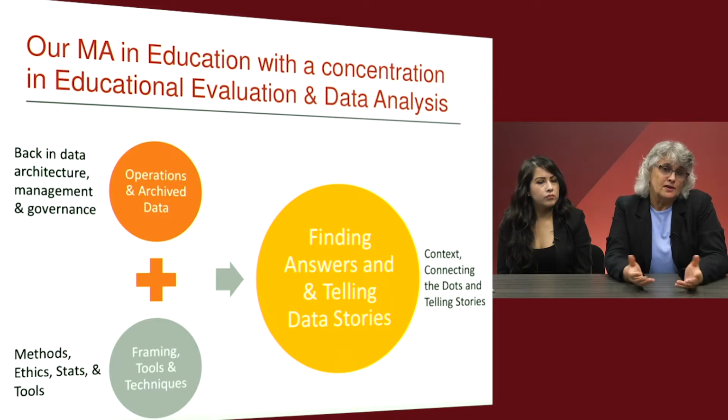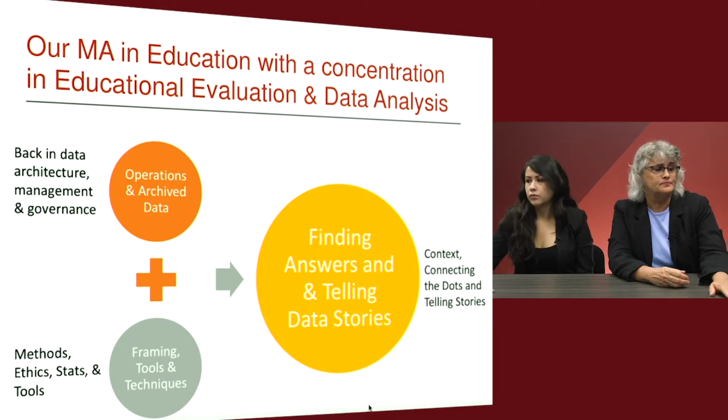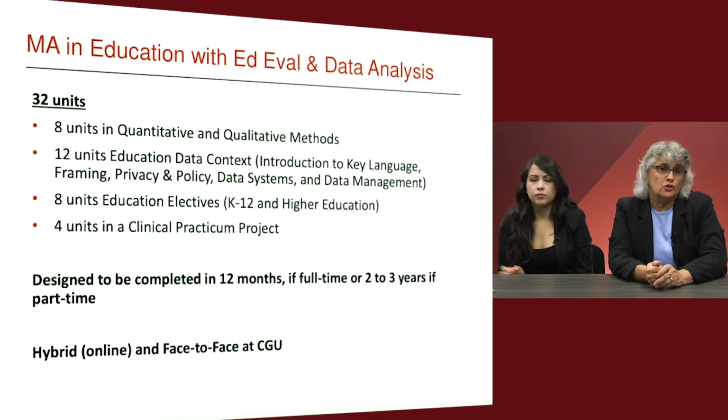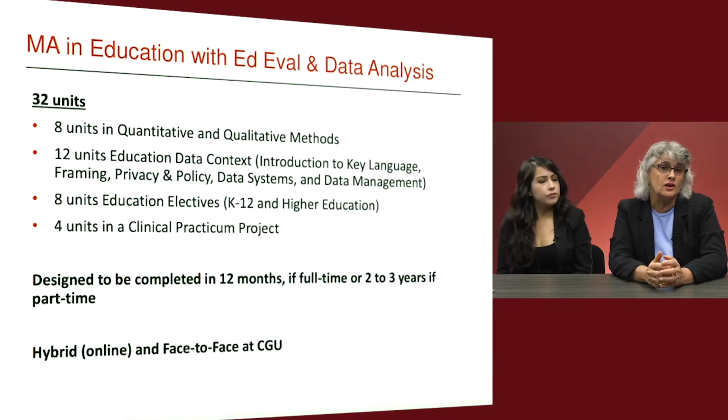So what I like to refer to this often is that they're connecting the dots between various different points, and trying to do that inside of the systems that they work in, the context that they find themselves in. The master's level is 32 units. It is 8 units of quantitative and qualitative methods because we want you to have a solid foundation in those. Then there are 12 units in what we call education data context. This is an introduction to the key language, framing, privacy, policy, data systems, and data management. All of these are core pieces to the analyst position today in the educational setting.